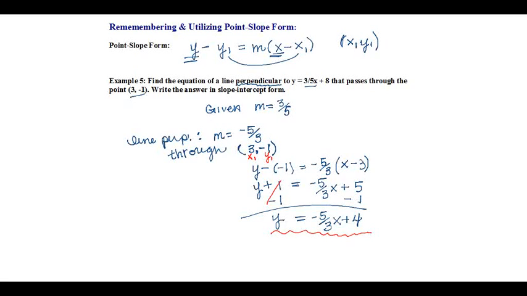I also want to point out that if they would have asked us for this in point slope form, what is the equation in point slope form, we would just stop here at this second step. Okay, so we would need to simplify that minus a negative. However, we would not be distributing anything or solving for y. Okay, and that's only if they want your answer in point slope form. Otherwise, we need to read our directions, and if it's in slope intercept form like this one, we need to solve it for y.